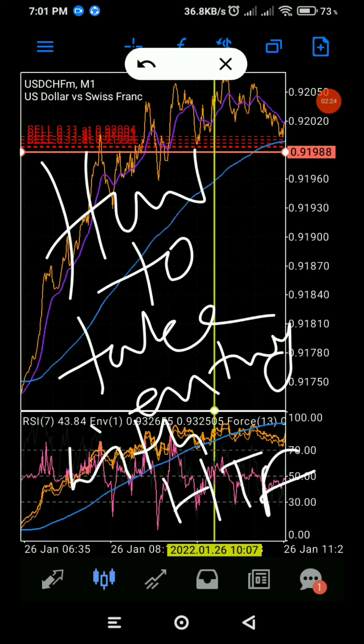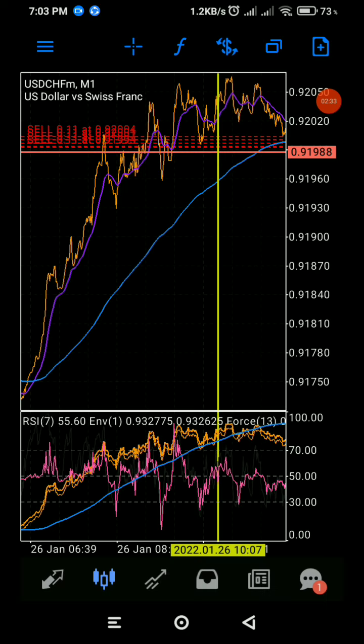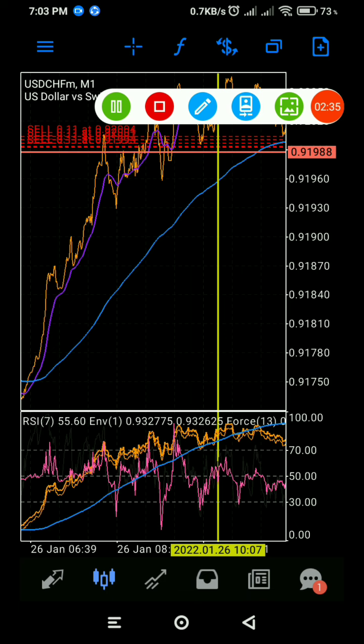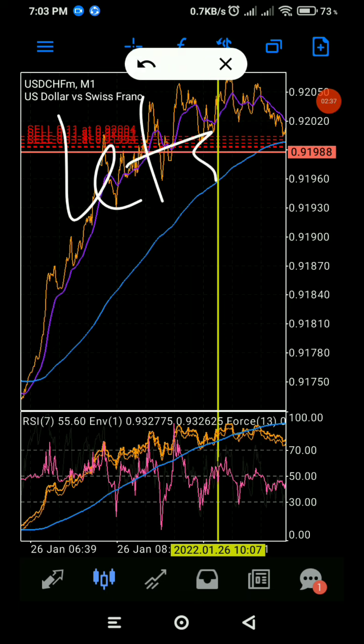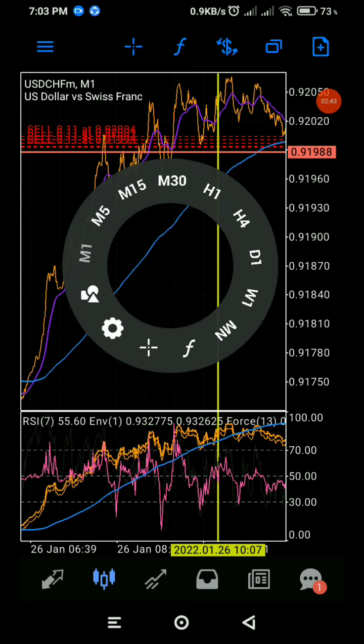and how to take entries the proper way with other confluence will be explained right now. Pay attention. So we have to take entries from a higher time frame, that is H1. You take entries from M1, but before taking entries, you have to see the trend from H1. So let's go to H1.